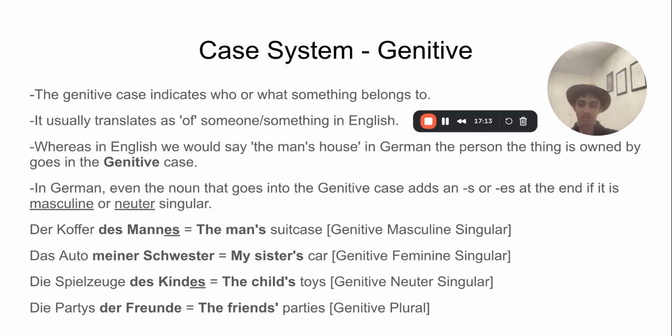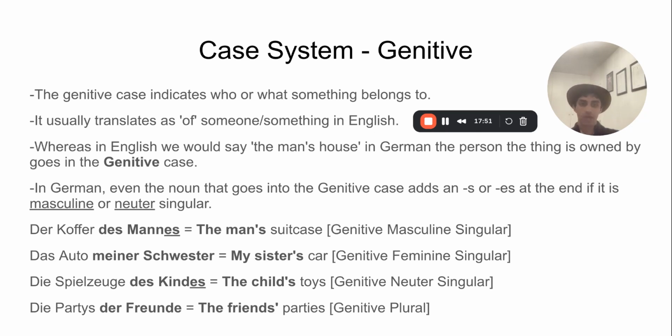There's another rule here which is important to learn, to memorize as much as you can, and which can cause difficulty, which is that in German, even the noun that goes into the genitive case must add an s or es at the end if it's masculine or neuter singular. Only for masculine singular nouns and neuter singular nouns is that rule true. And that tells us that every masculine singular noun or neuter singular noun, when they're in the genitive case, has to end in s or es. So they would add either just the letter s or es accordingly.